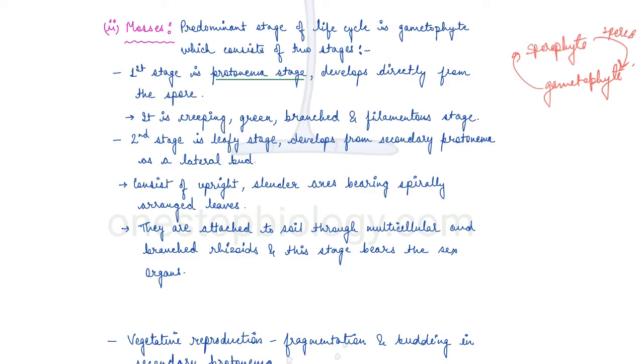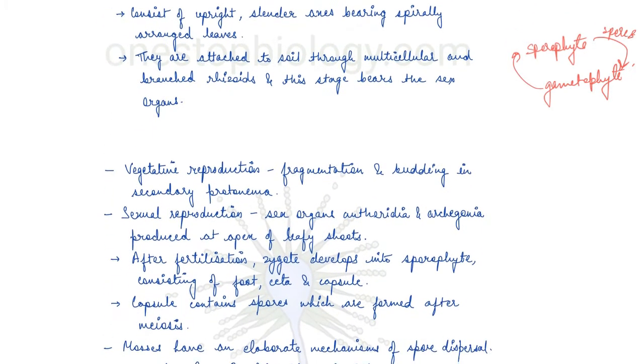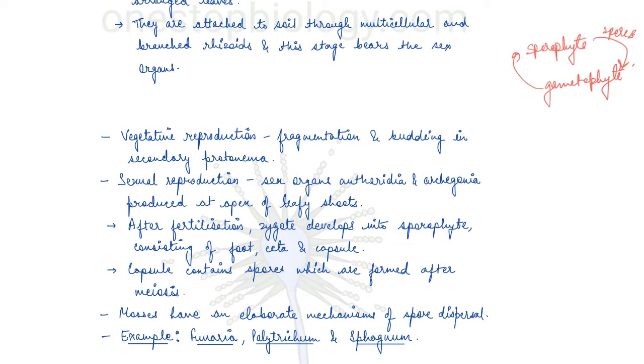Okay, now how does reproduction occur in mosses? The reproduction in mosses occurs through both vegetative and sexual means. So how does the vegetative reproduction occur? The vegetative reproduction occurs either through fragmentation or budding. So it occurs either through fragmentation or budding in the secondary protonema, so the gametophytic stage.